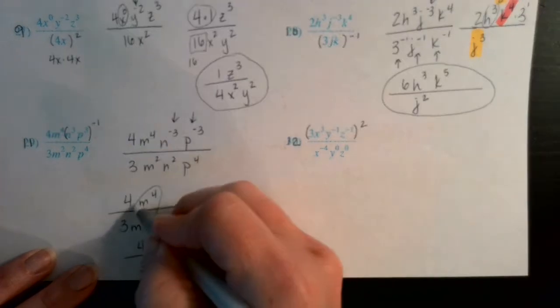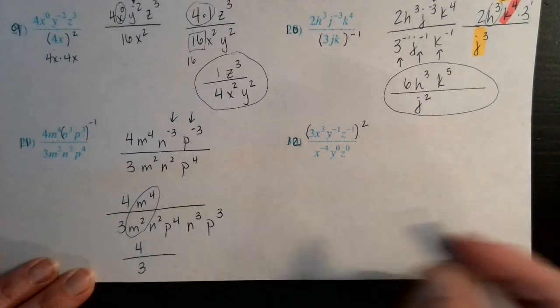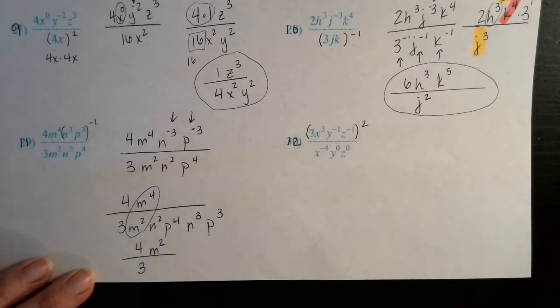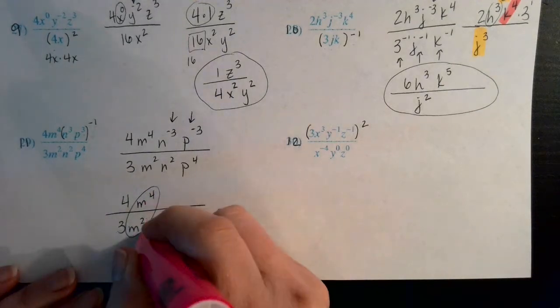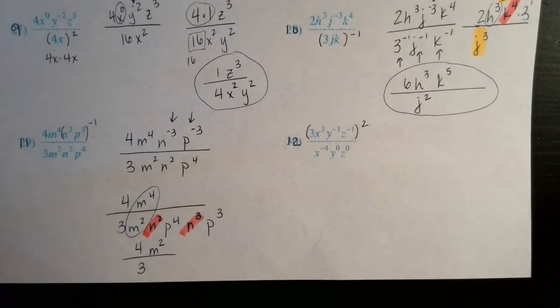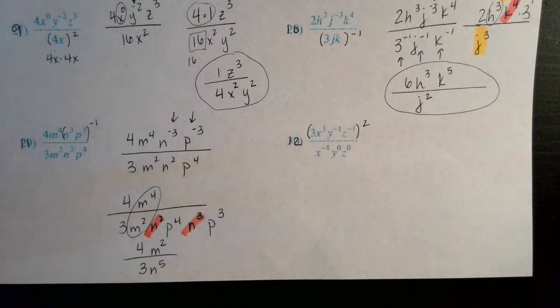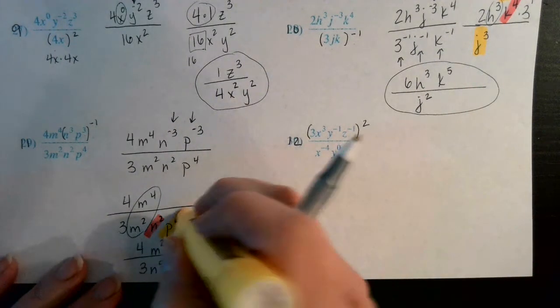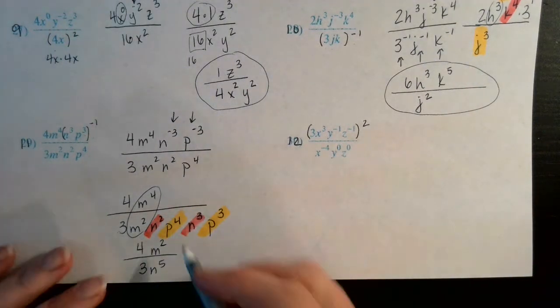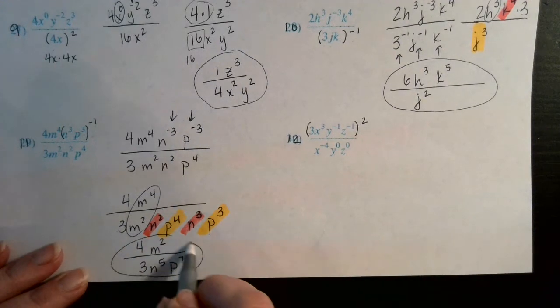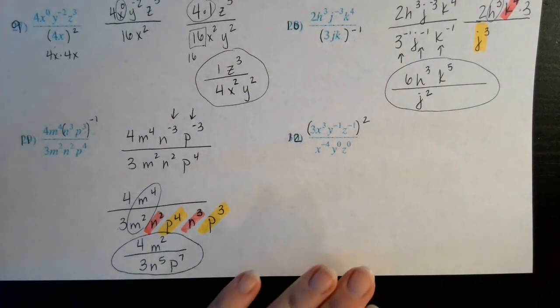Looking at my m's, I have 4 on top, 2 on bottom. When I subtract them, I'm going to get 2, and they'll stay on top. Looking at my n's, I'm going to add those together. N to the 5th is going to stay in the denominator. And then for my p's, I'm going to have p to the 7th in the denominator. All right, and then one more.